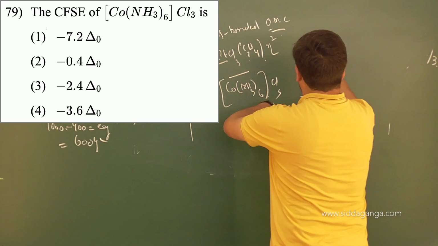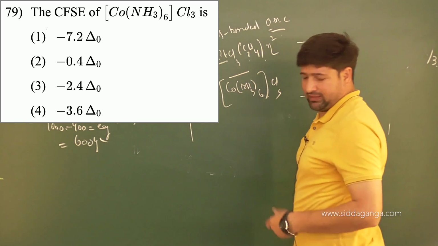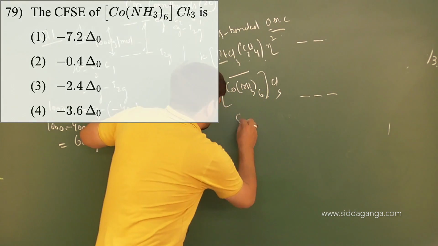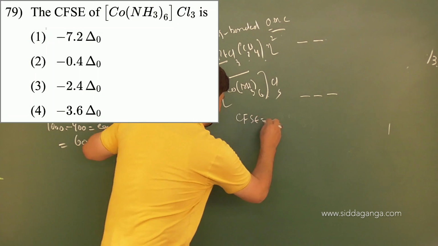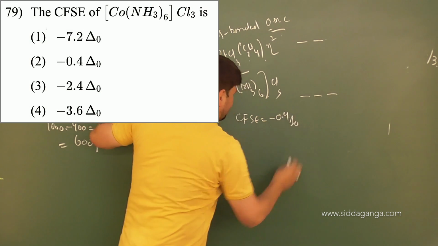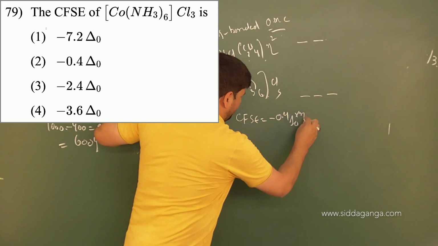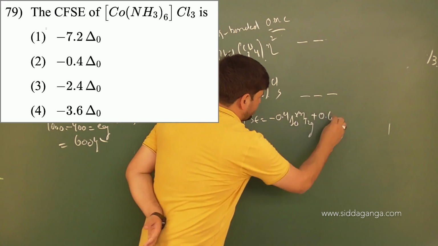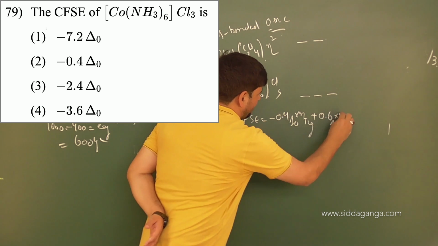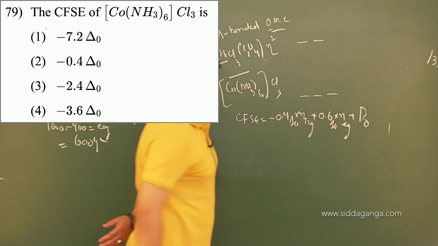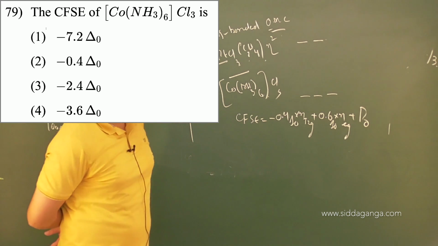T2g set, Eg set. We know it very well. So we have the t2g and eg sets, children, right? Now what is crystal field stabilization energy equal to? Minus 0.4 Δ0 times the number of electrons in t2g, plus 0.6 Δ0 times the number of electrons in eg, plus pairing energy in an octahedral field. That's a basic formula that all of us know.